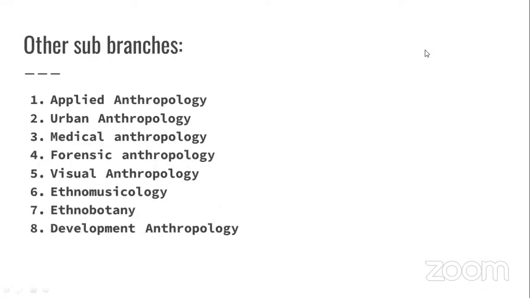Now there are other sub-branches. We have already discussed applied anthropology, and now we focus on urban anthropology. Urban anthropology is basically a study of humans in urban settings, as the name says itself. It's self-explanatory. It studies the effects of urbanization on previously non-urban societies and the relationships between cities and their surrounding hinterlands, like the concept of labor migration.